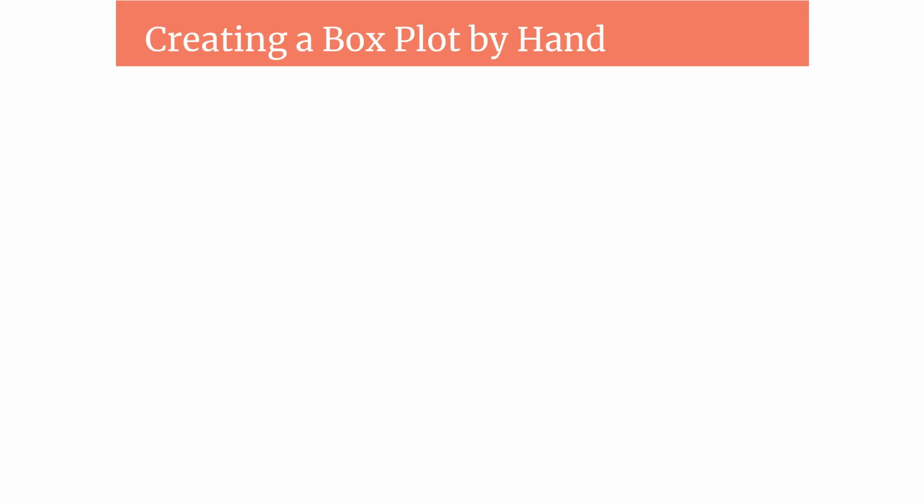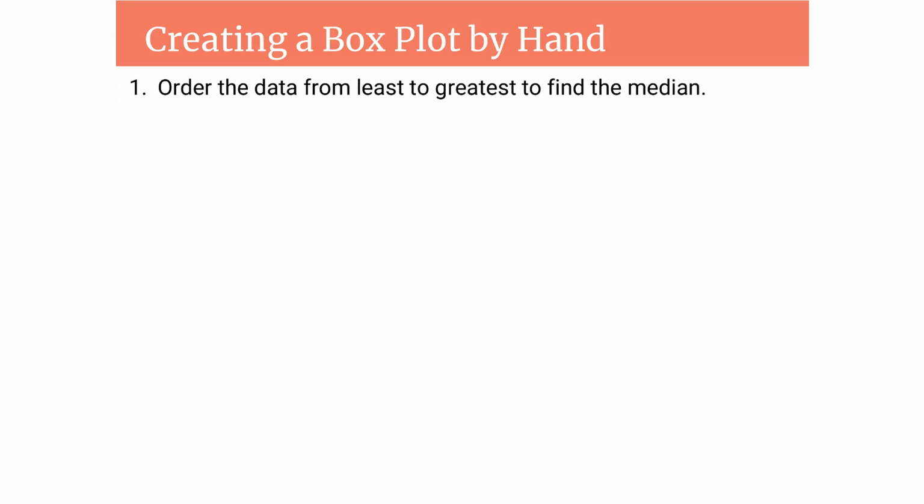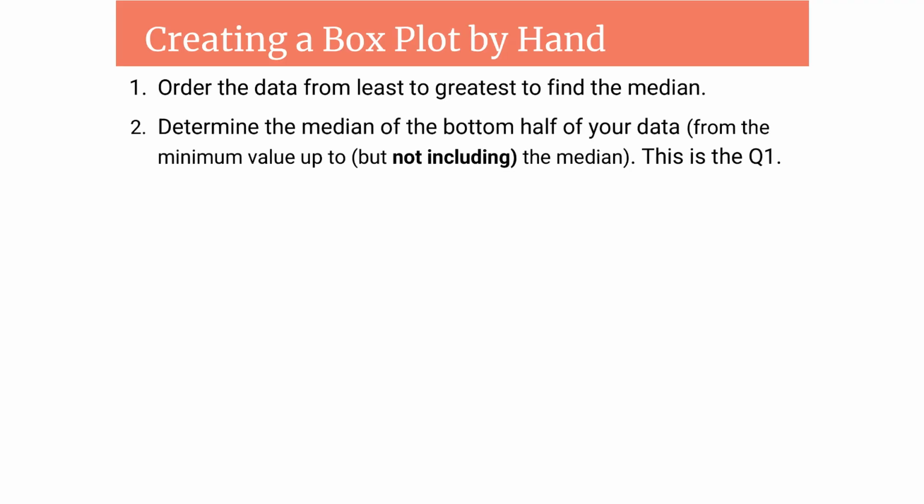When you create a box plot by hand, there are a number of steps you have to complete. First, you have to order the data set from least to greatest, or from smallest to largest, in order to be able to find the median value. Then, you determine the median of the bottom half of your data. So you're finding the center of the bottom half, going from the minimum value up to, but not including, the median.